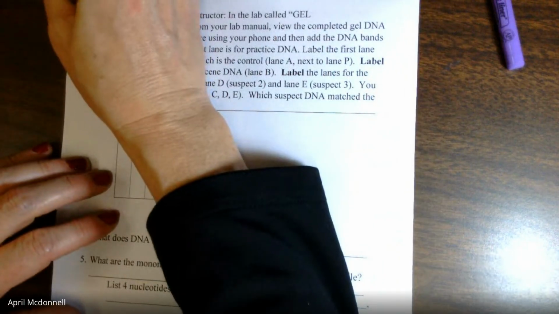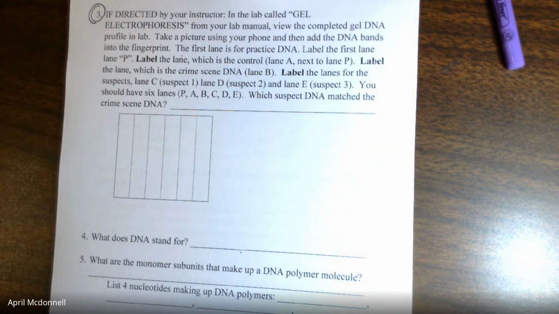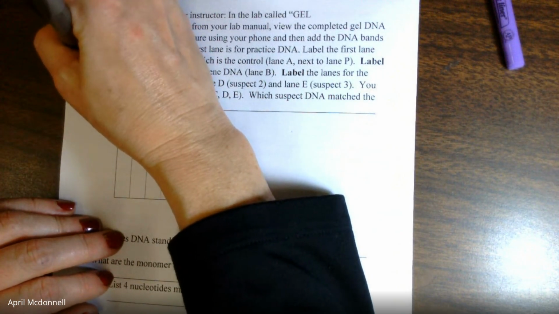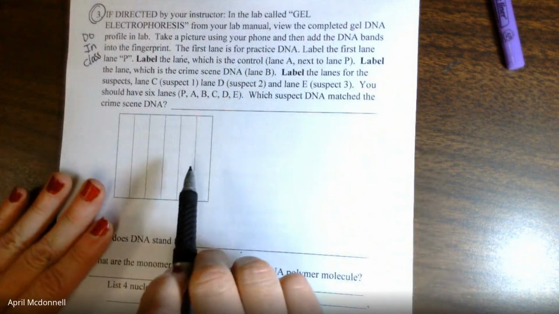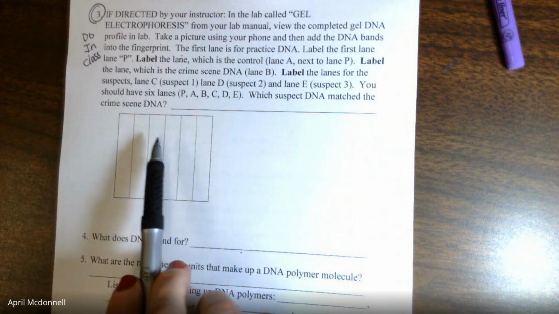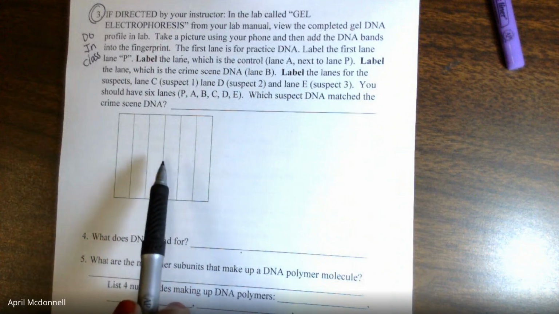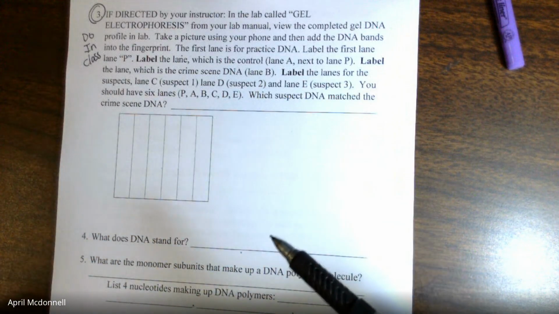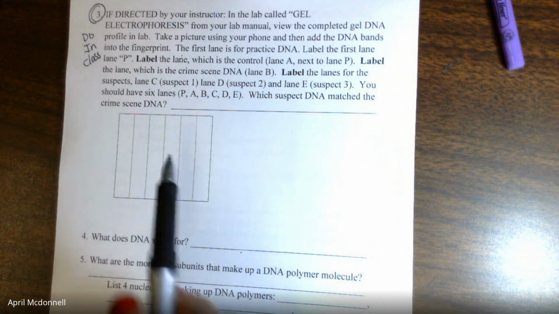So the next question, which is question number 3, and your lab introduction handout says, if directed by your instructor, go ahead and view the gel that was done from the lab called gel electrophoresis. Let's make sure to do this in class. Please leave this blank because you will have to actually draw the DNA fingerprint that you see from our lab class into the picture, into the diagram. So make sure you bring this handout to class so that you can draw your DNA fingerprint in this area.